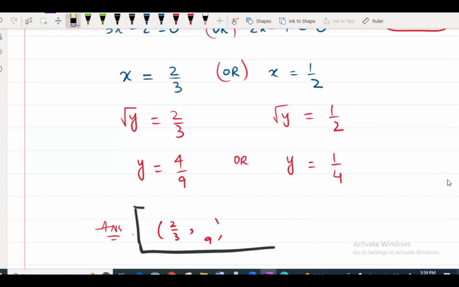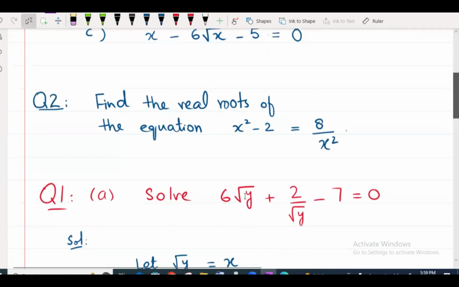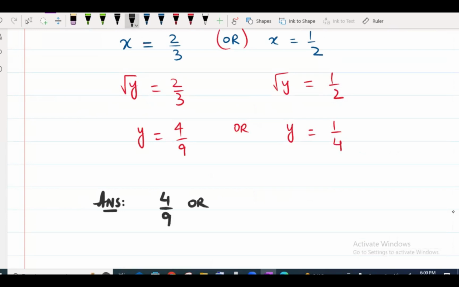The answer is not x, don't write x, because the whole equation was in the form of y. So your answer will be only y values, not x values, right? We assume y. The answer will be 4 upon 9 or 1 upon 4. Okay? This is the main point.